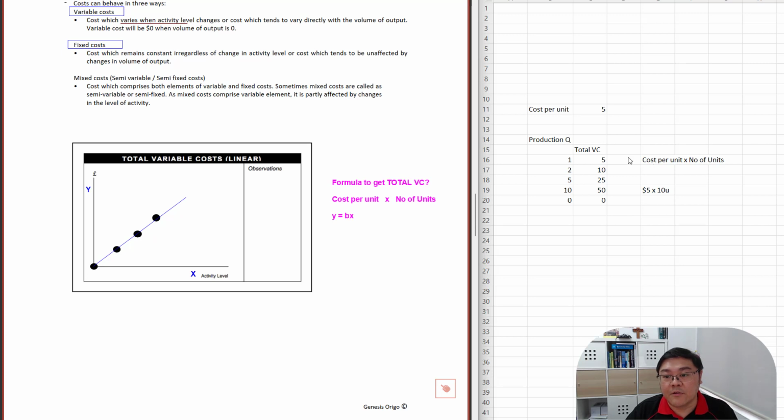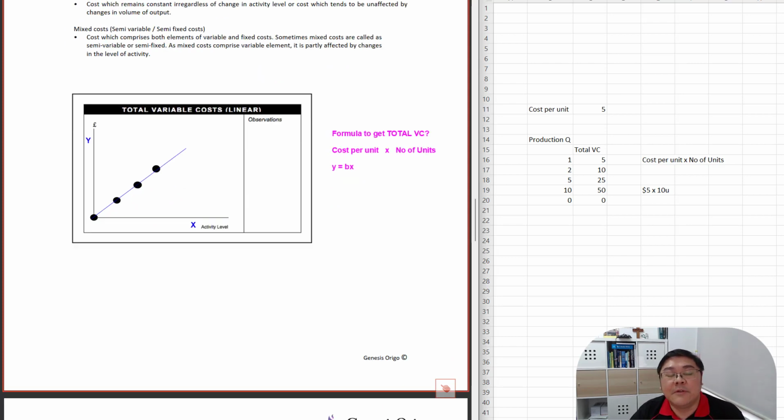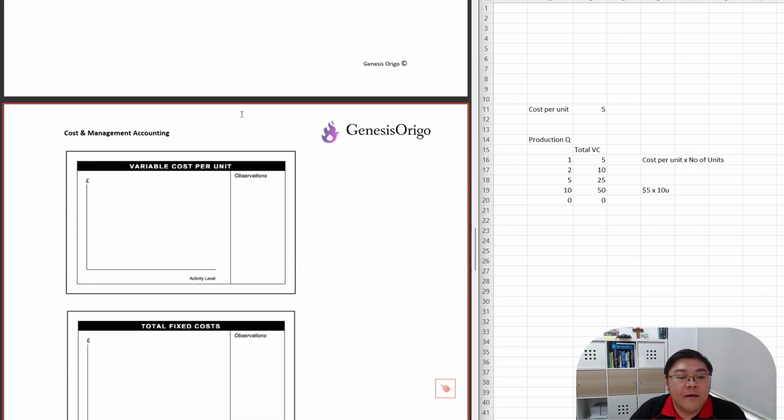So the total variable cost is based on what? It is the cost per unit, which is b, and x is the number of units. So you will get a graph which looks like this, okay? Now let's move on to the next one. What if I ask you to draw me the variable cost per unit graph, okay?